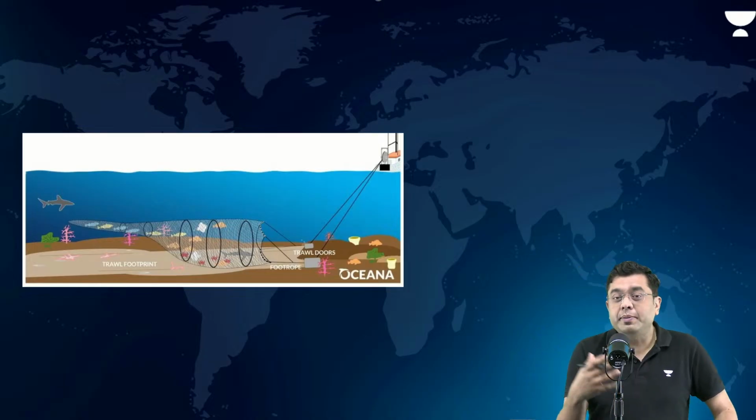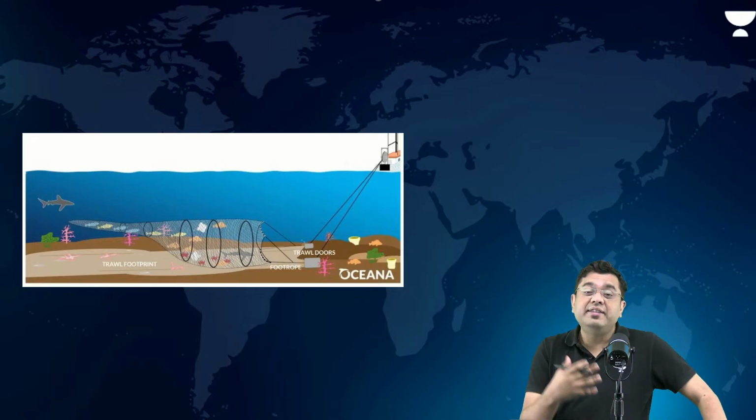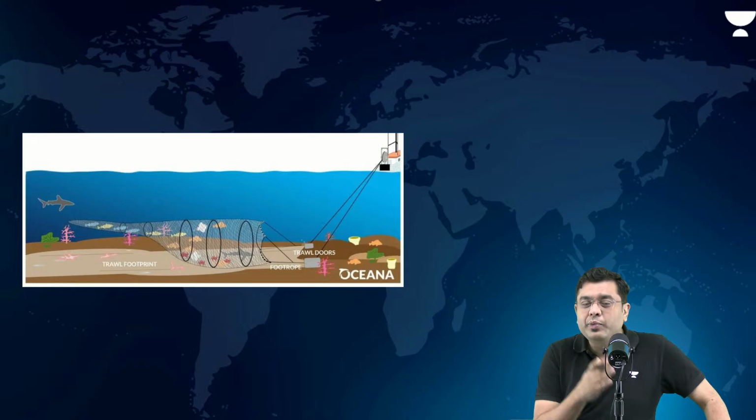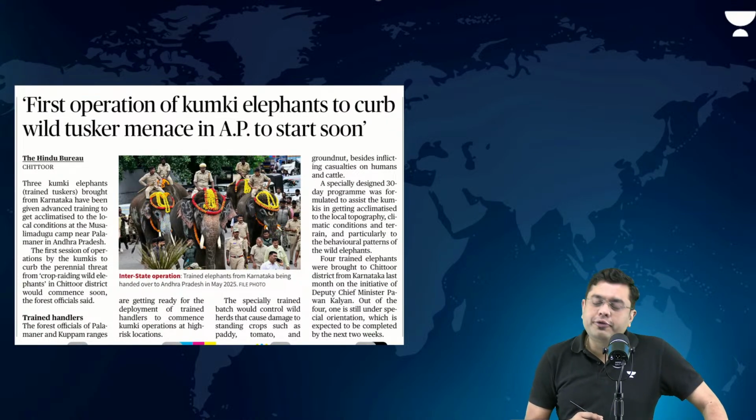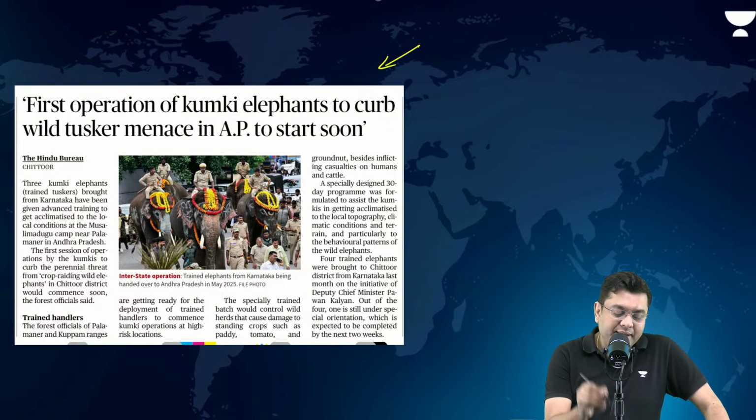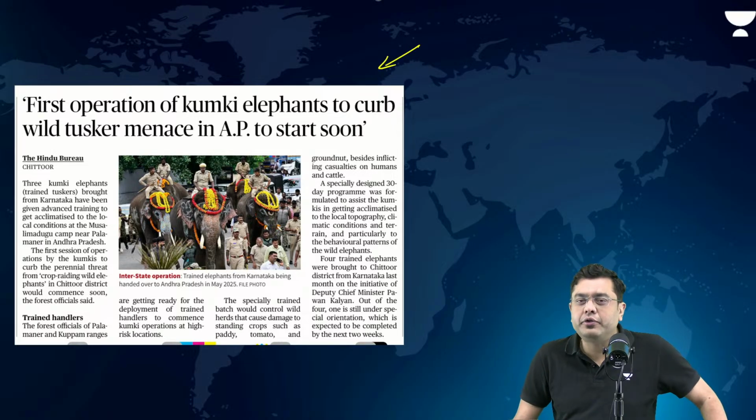The Sri Lankan fishermen also have this grievance against bottom trawling. So that is where we have to know what bottom trawling is and what its impact is. Okay. Now, first, operation of Kumki elephants to curb wild tusker menace in Andhra Pradesh to start soon.